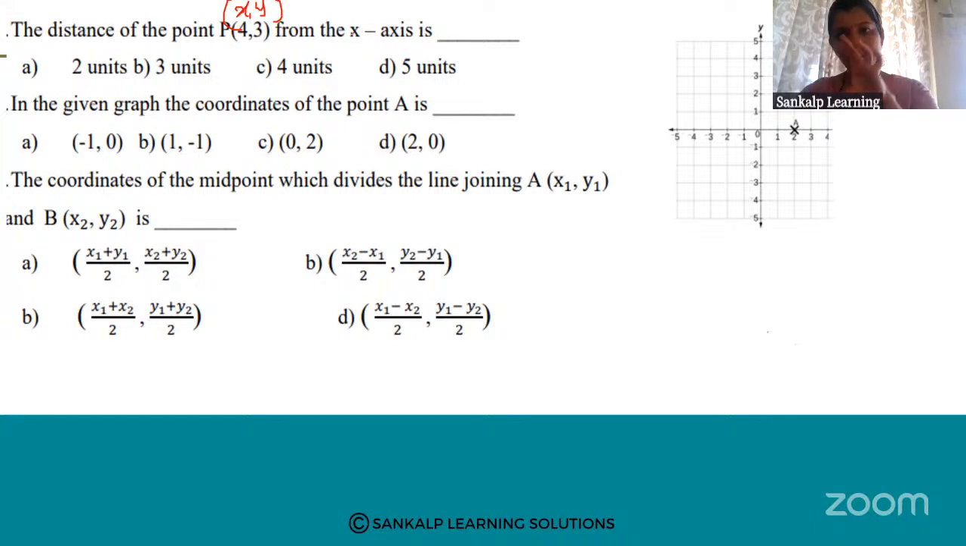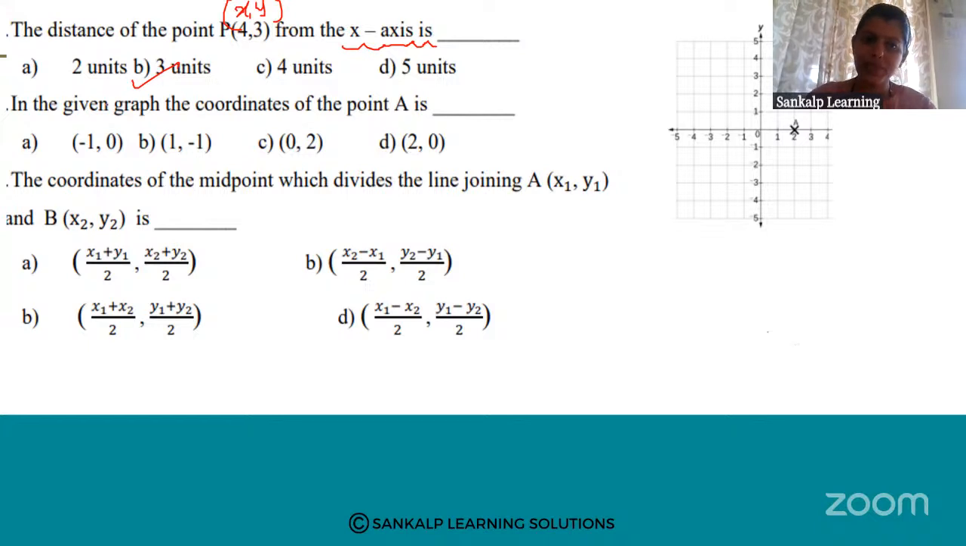The distance from the x-axis is the coordinate of y, and the distance from the y-axis is the coordinate of x. Remember. Here, they have asked the distance of the point from the x-axis, which means it is the coordinate of y. If you take the y coordinate, it is the distance from the x-axis. And if you take the x coordinate, it is the distance from the y-axis.